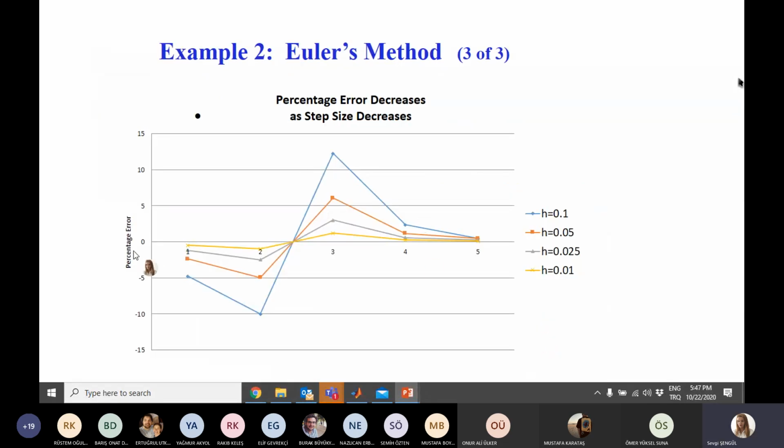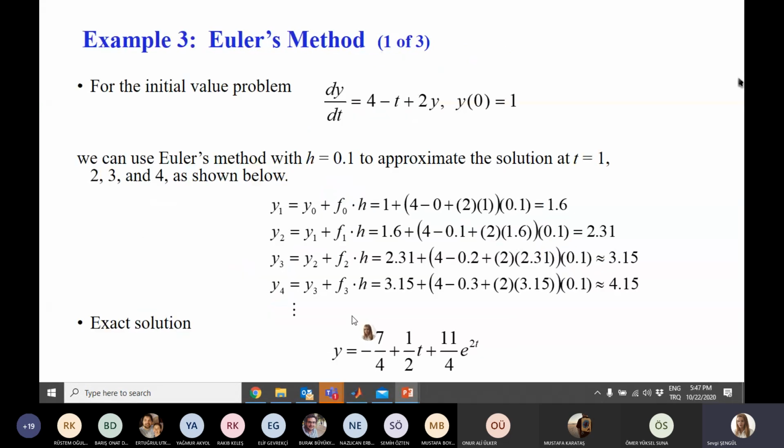And this is the percentage error. For 0.1, it is the biggest. For 0.01, it has the smallest percentage error. You can see that. So the deal in this one, you try to get your step size as small as possible to be able to get the real answer. And this is the initial value problem again.